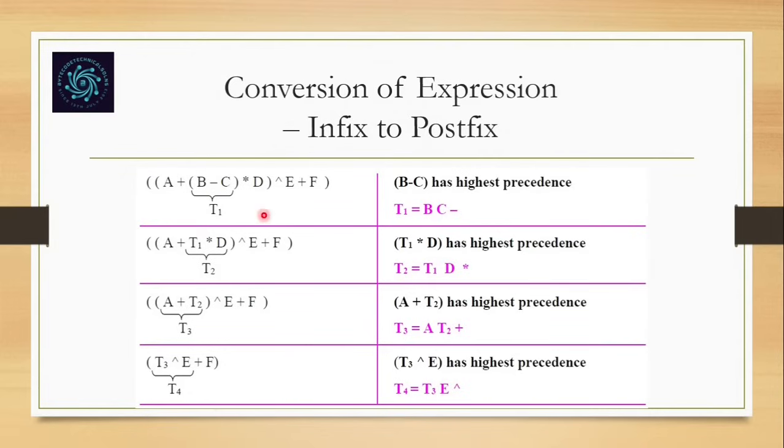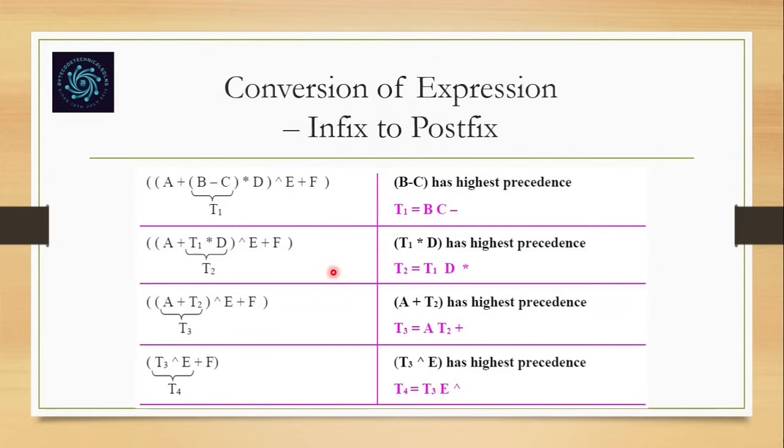We are substituting this B minus C as T1, and we are keeping it ready by converting the T1 expression into its postfix form. Then this b minus c is substituted as t1 here. Next, the innermost parenthesis has the expression a plus t1 star d. So here plus and star, or else you can say asterisk, which indicates multiplication. Both the plus and asterisk are available.